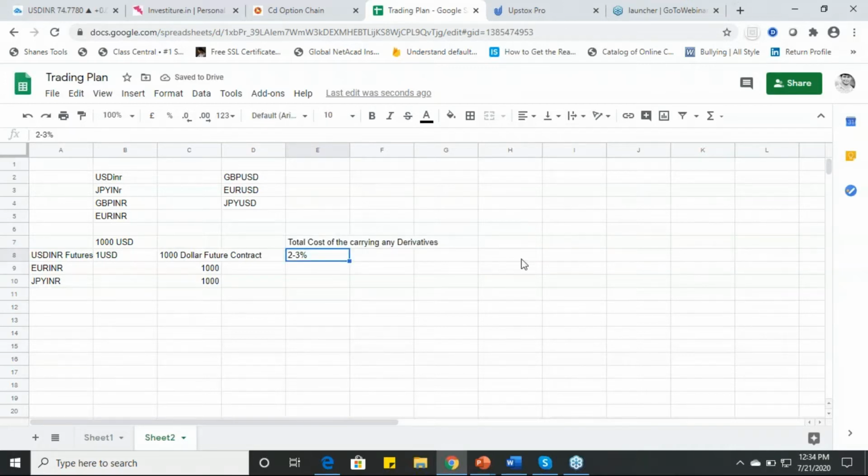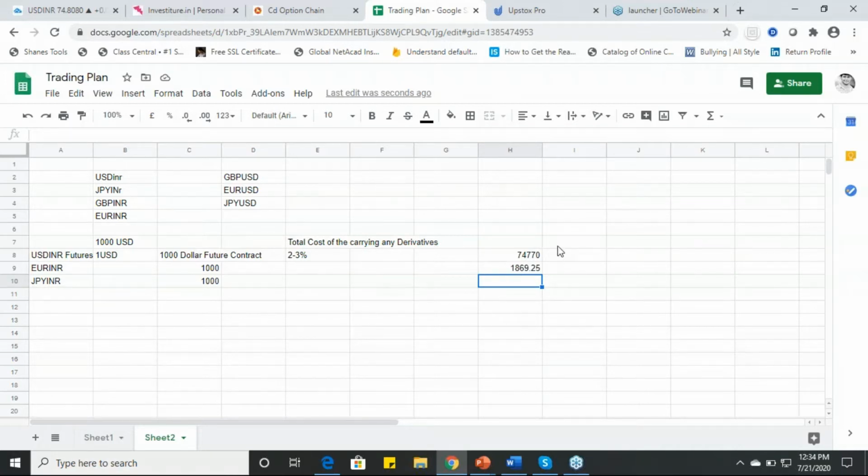Suppose the USD INR is currently trading at 74.77. For one lot of 1,000 you will have to pay around 0.025%. That is the cost of carrying a single lot of USD INR, which is much cheaper and much more beneficial than any stock or index option.